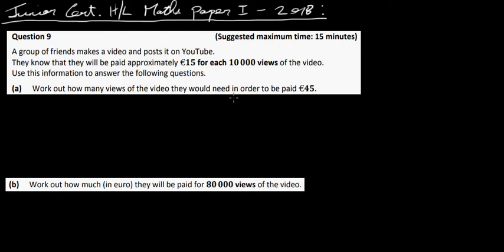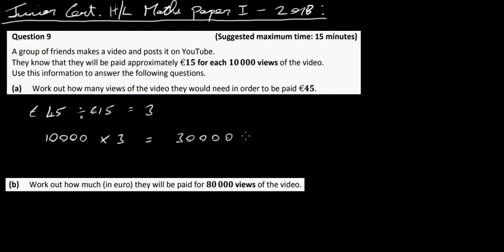Part A. Work out how many views of the video they would need in order to be paid 45 euros. Well, if they're paid 15 euros for every 10,000 views, we want to know how many views they would need in order to be paid 45 euros. So we just take 45 euros divided by 15 euros and we'll get 3. So we've got 3 lots of 10,000. So in other words, we've got to take 10,000, multiply it by 3. So they would need 30,000 views.